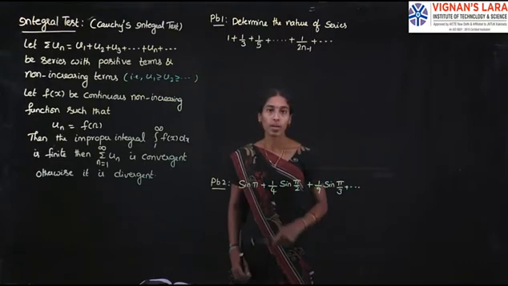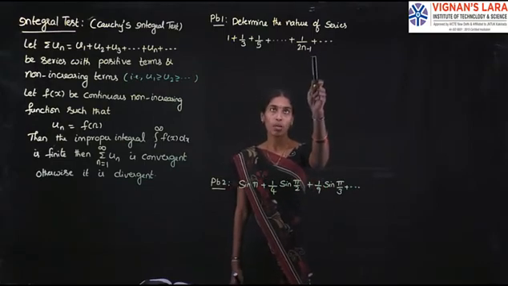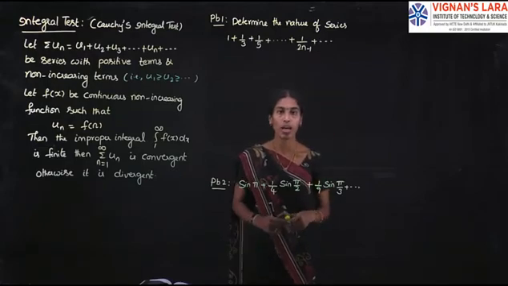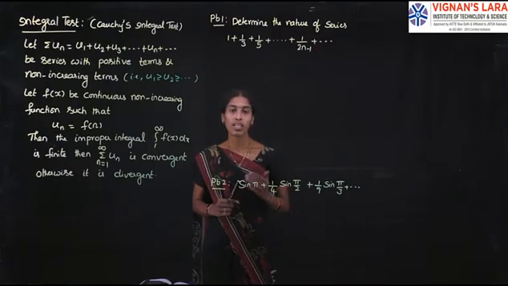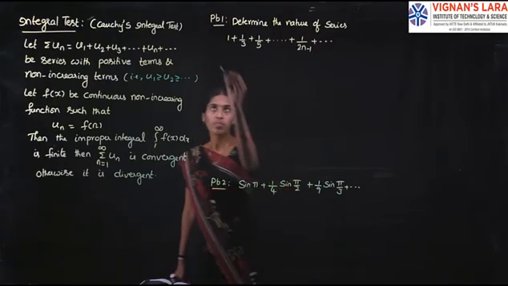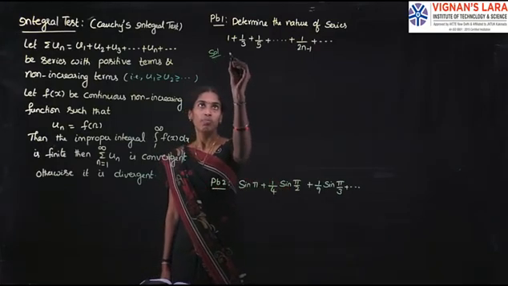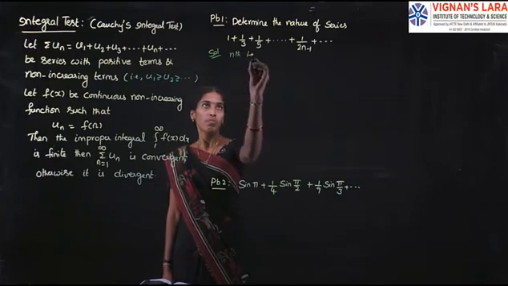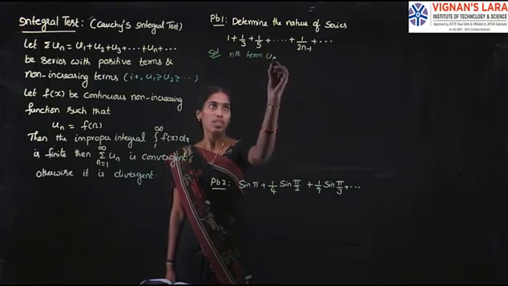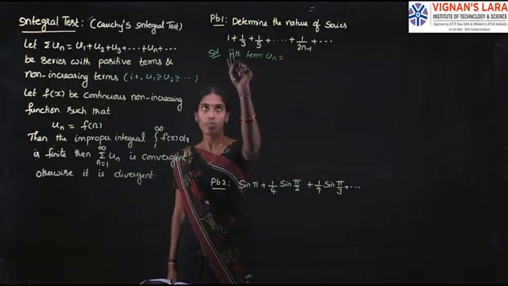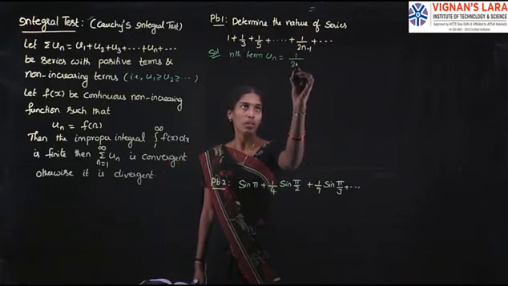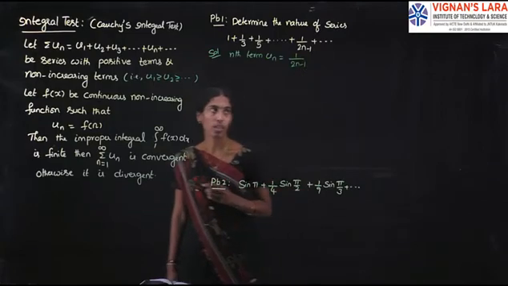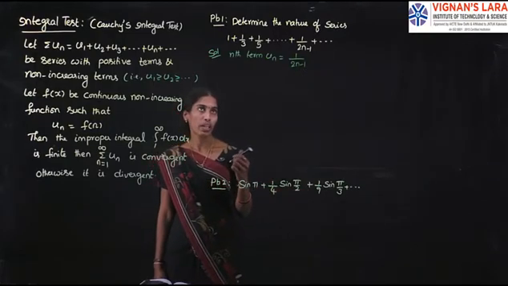1 plus 1 by 3 plus 1 by 5 and so on plus 1 by 2n minus 1 and so on. Right? You know how to write down the generalized, otherwise nth term of the series. So nth term un is equal to, if you observe, the first term is 1, second term is 1 by 3. So nth term is 1 by 2n minus 1. Right? 1 by 2n minus 1.